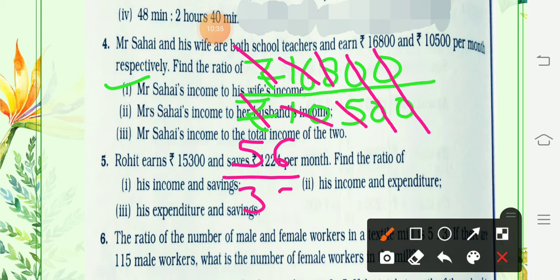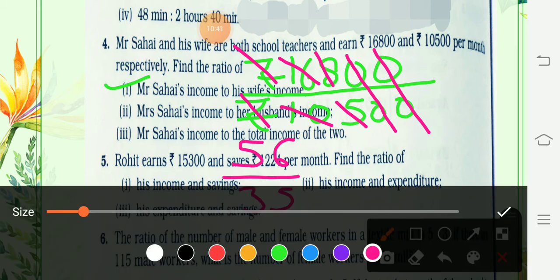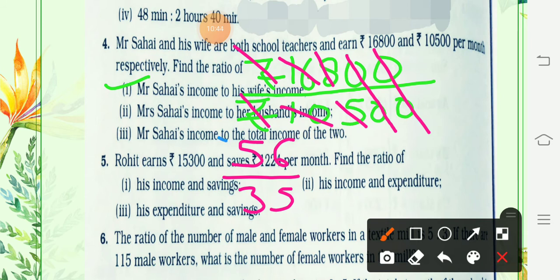3 5s are 15. Now to take the help of another number, I'm taking here 7. 7 8s are 56. Now 7 5s are 35. So students, 8 ratio 5 is the answer of Mr. Sahai's income to his wife's income. I hope you understand question number 4, first option, very well.